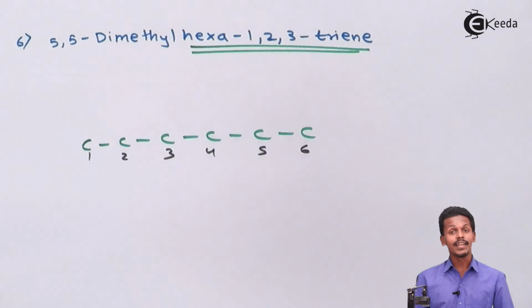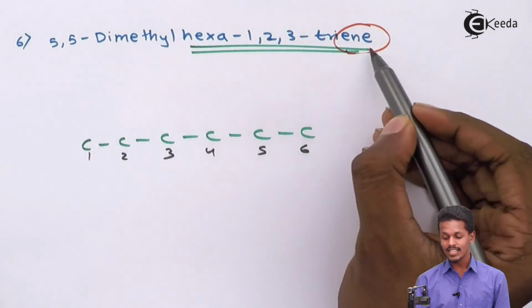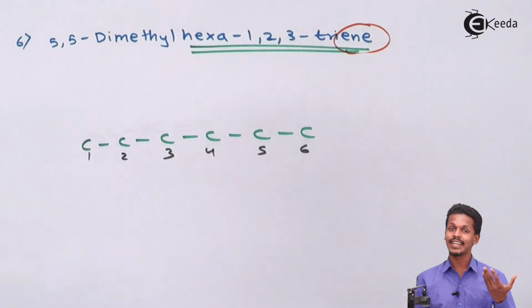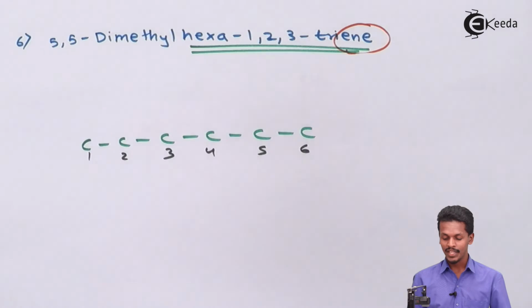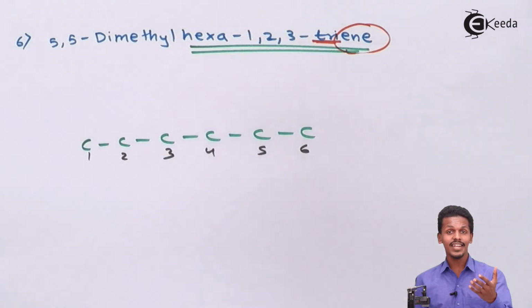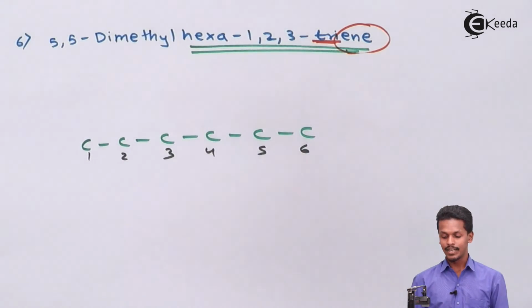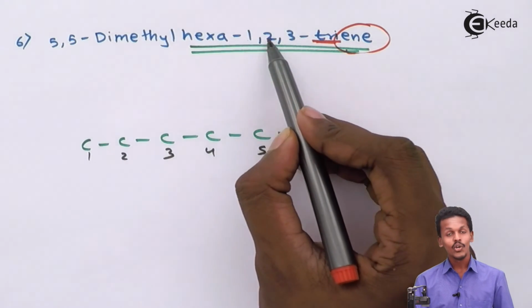And since it is an alkene, because it ends with the word ene, which indicates that there should be a carbon-carbon double bond, at least one. But before that I could see tri indicates that there are 3 carbon-carbon double bonds in this molecule, in a straight chain. And where are those 3 double bonds? They are present at carbon number 1, 2 and 3.